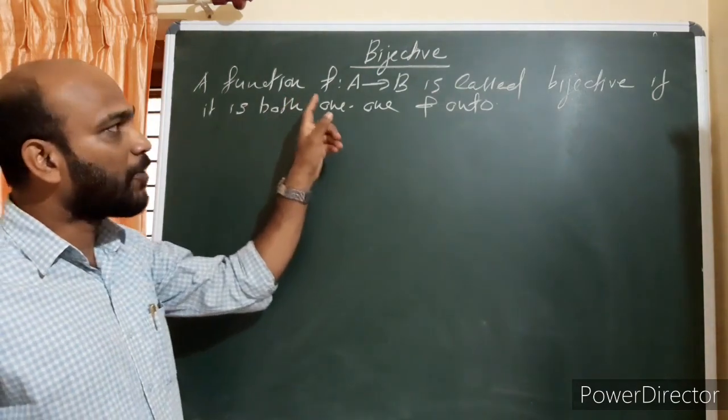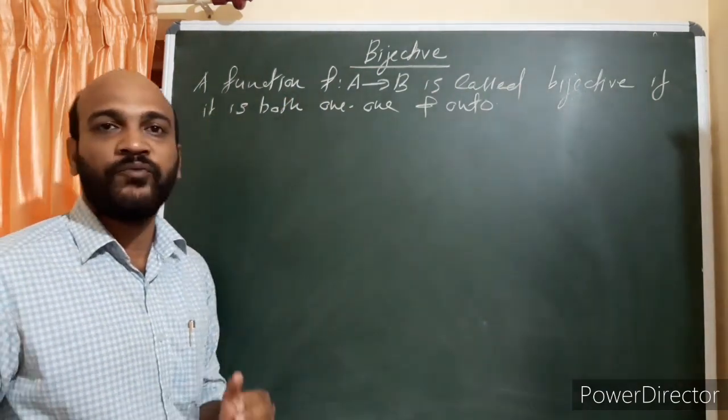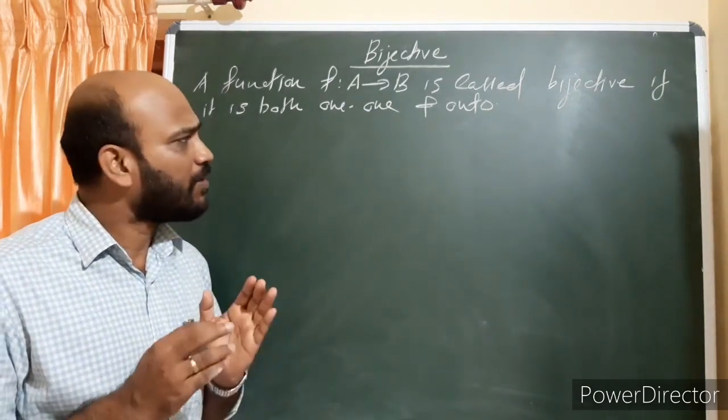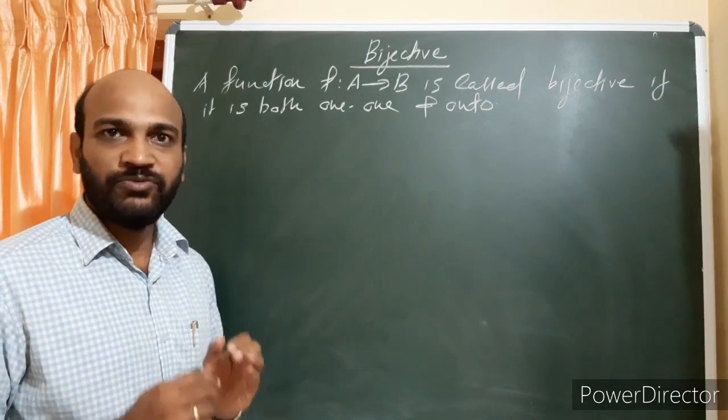A function f from A to B is called bijective if it is both one-one and onto. It should be one-one and onto. Then we can say that that function is a bijective function.